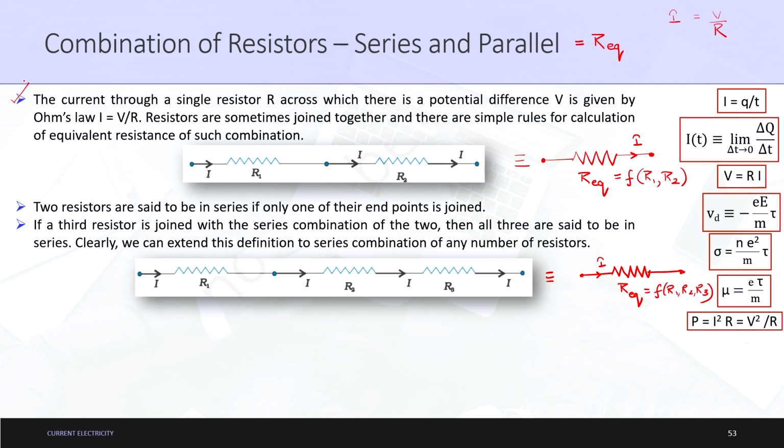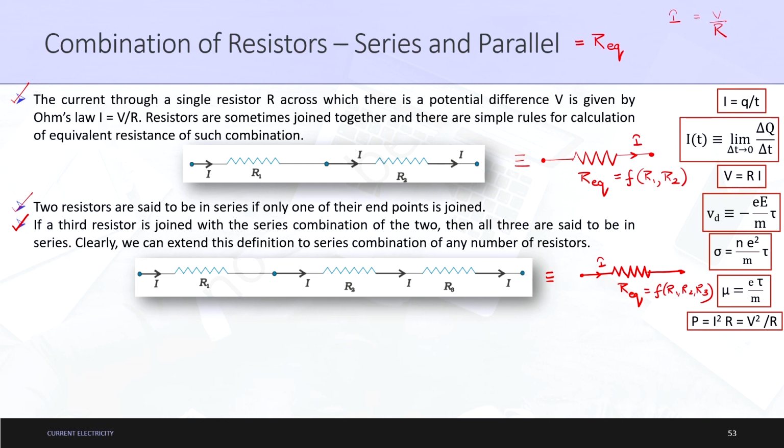Two resistors are said to be in series if one end point of each is joined. As you can see, the end point of this resistor and this resistor are joined here. Similarly, the end point of this resistor and this resistor are joined here, and the end point of this resistor and this resistor are joined here. So these two resistors are in series, and these three resistors are in series. Next, if a third resistor is joined with the series combination of the two, then all three are said to be in series.